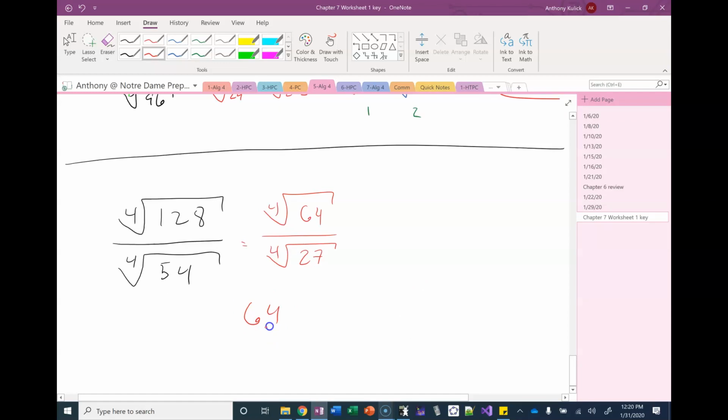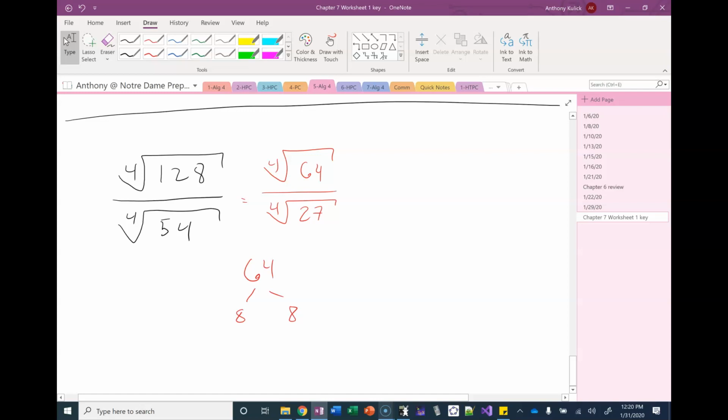All right, so 64. What two things multiply to give me 64? 8 and 8, okay. And is 8 prime? No. Okay, what are two things that multiply to give me 8? 4 and 2. We said earlier that 2 is prime. Is 4 prime? No, 4 is 2 and 2. So I have 6 2's there. We good there?